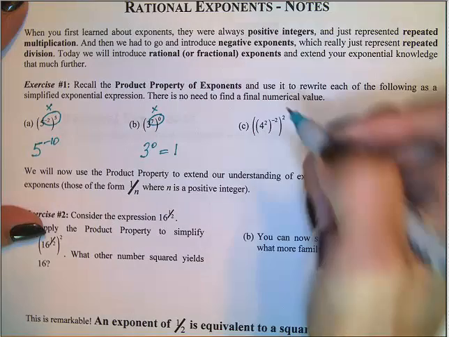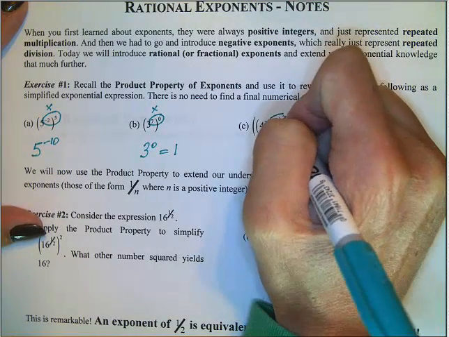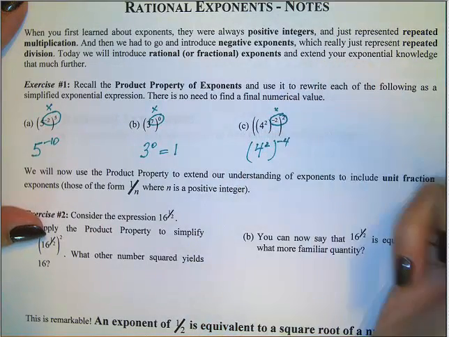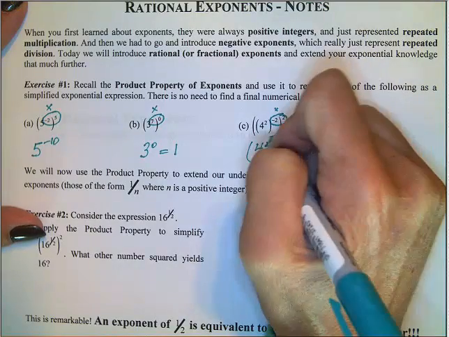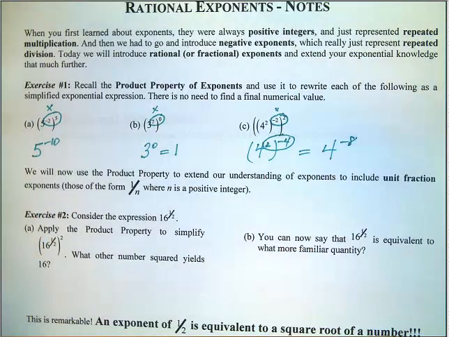And the next one, holy cow, what do we do? Well, we start with the outermost, so we multiply these. So I have 4 squared to the negative 4, and now I multiply those. So I have 4 to the negative 8. Now A and C are both going to be repeated division because they're negative exponents, which means they are fractions.